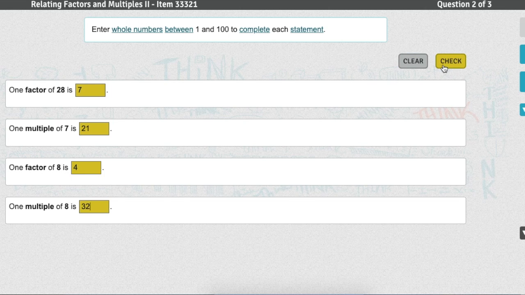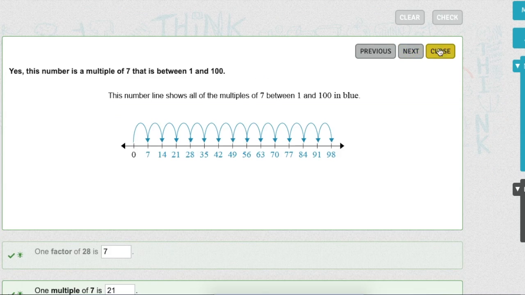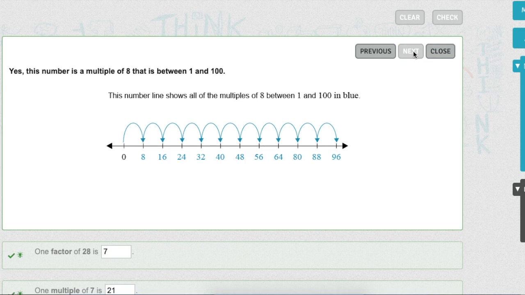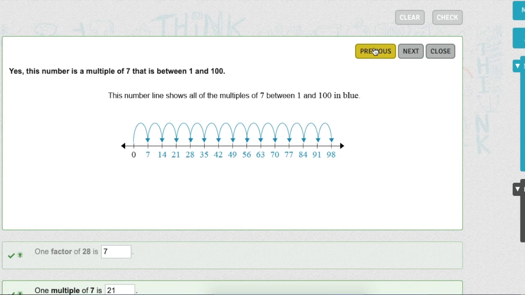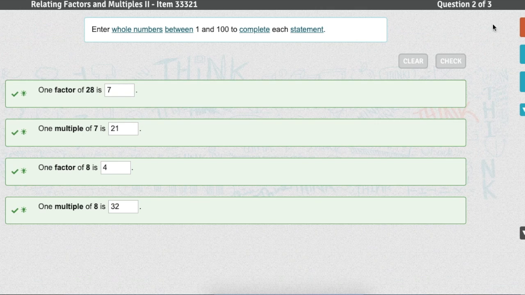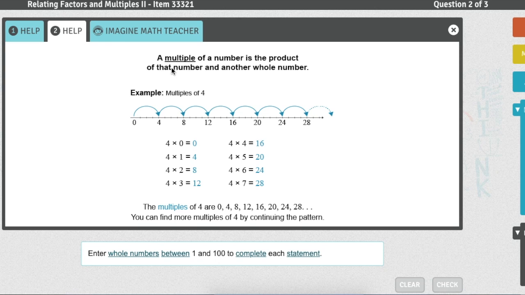So I am going to check it. And we got it. But if we didn't, we have these to help us if we guessed. These are here to help us. Don't just click close on those. Those are really actually helpful. The other thing that we can do is go to the math help if we're still struggling and look at what factors are. And it also talked about multiples, just like we went over.